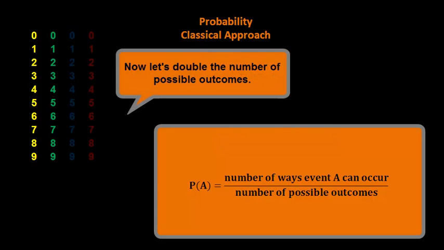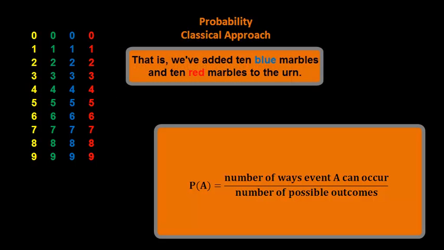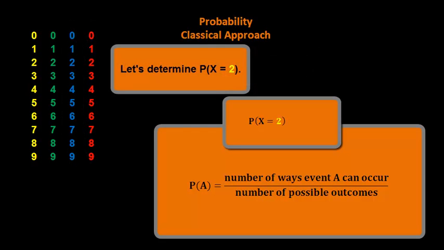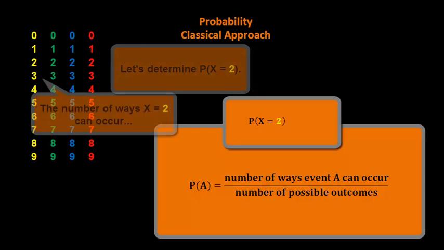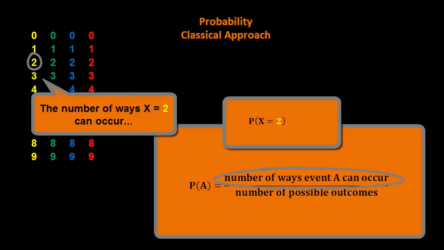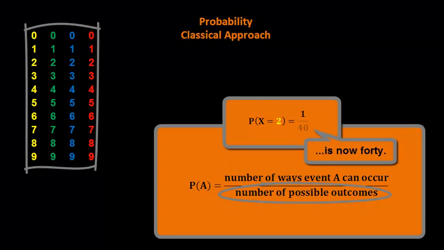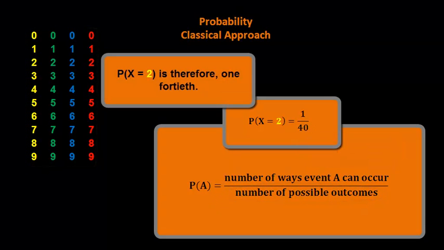Now let's double the number of possible outcomes. That is, we've added 10 blue marbles and 10 red marbles to the urn. Let's determine the probability of x equals a yellow 2. The number of ways x equals a yellow 2 can occur is 1, and the total number of possible outcomes is now 40. The probability of x equals a yellow 2 is therefore 1/40th.